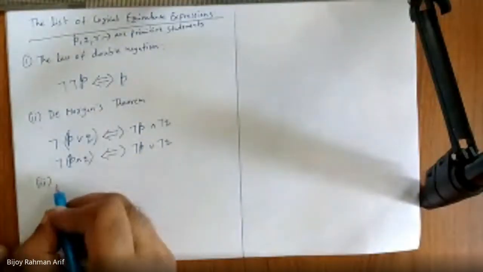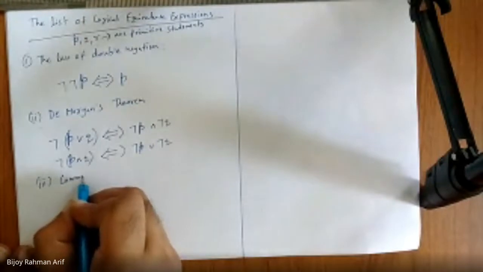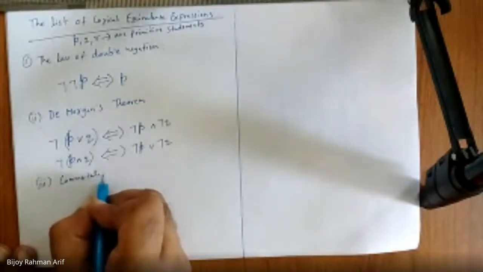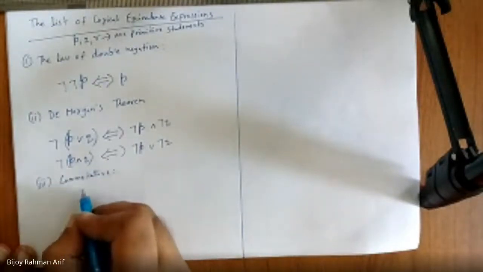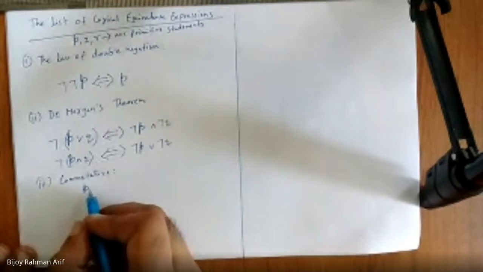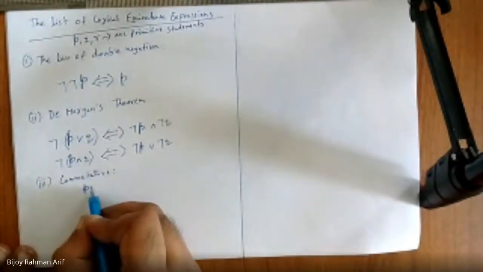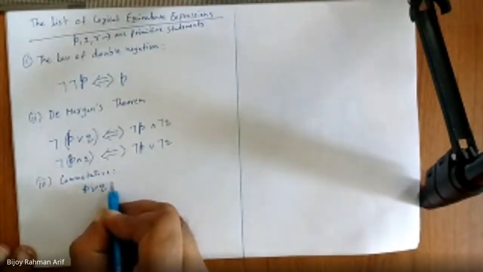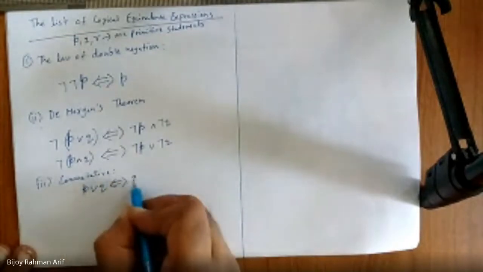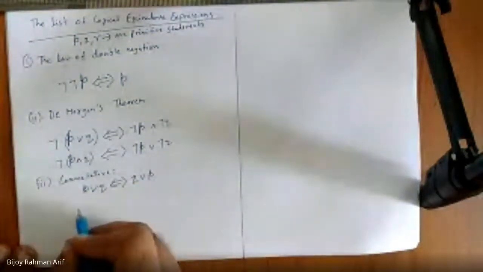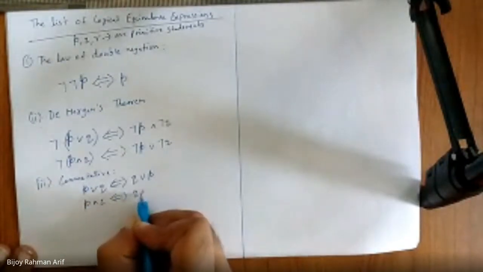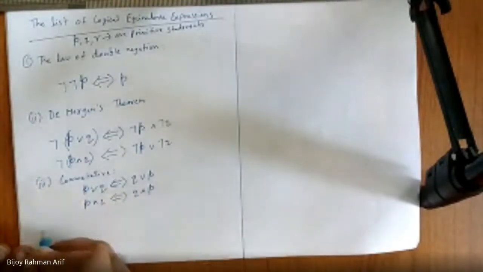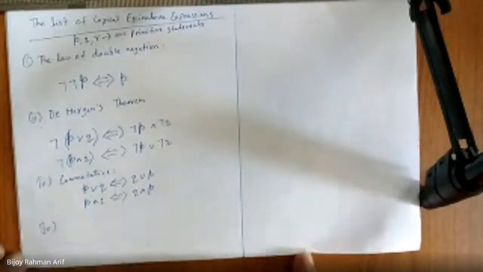Number 3, commutative. Commutative means we can change the order. So P or Q is nothing but Q or P. P and Q is nothing but Q and P. Number 4.